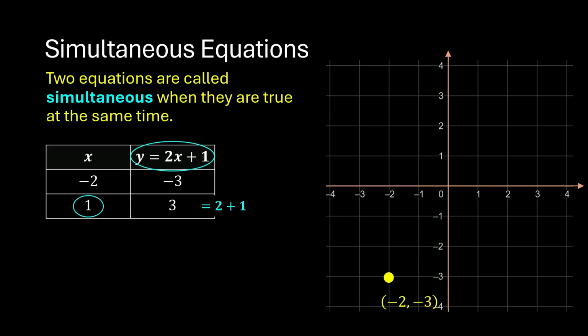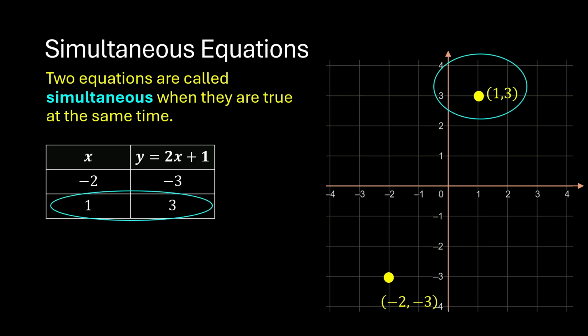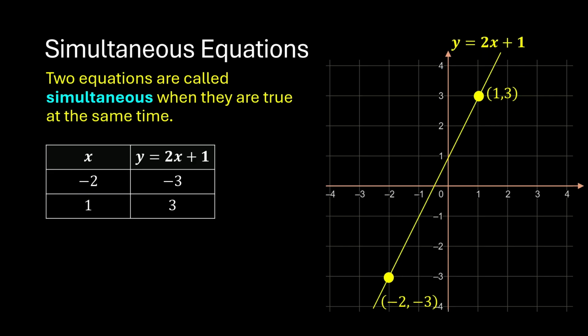Let's now find what y equals when x equals 1. So when x equals 1, y equals 2 times 1 plus 1, which is equal to 3. So we plot 1, 3 on our graph, as shown here. And we join these points, and this gives us the graph of y equals 2x plus 1.